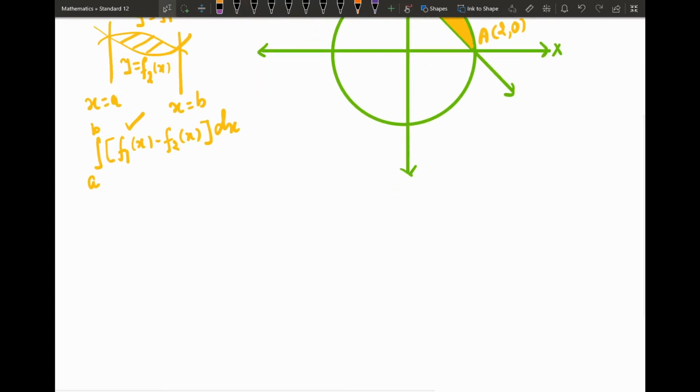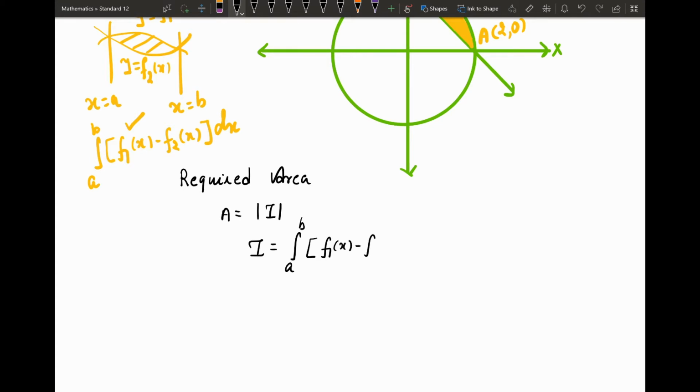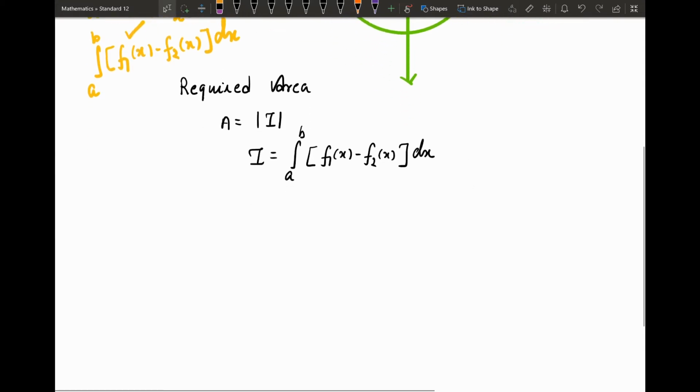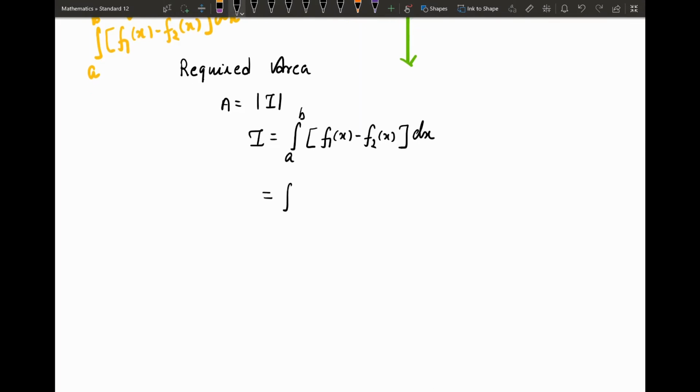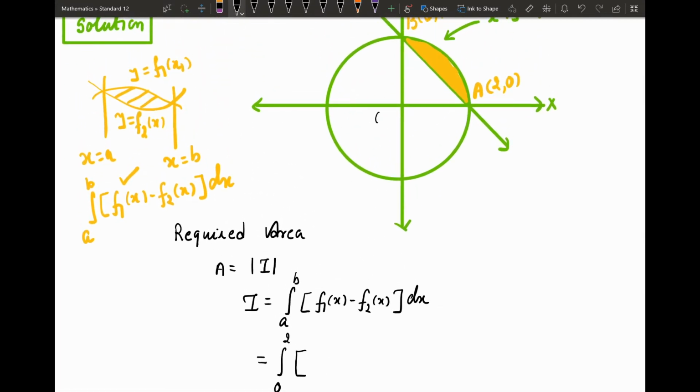So the required area A equals the modulus of the integral from a to b of f1(x) minus f2(x) dx. According to this, the limit will be 0 to 2. The limit here is x from 0 comma 0, so the limit will be 0 to 2.